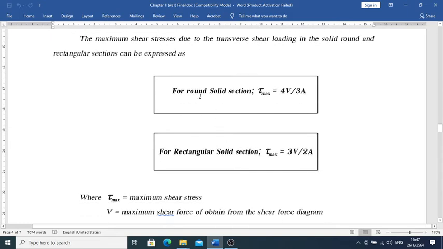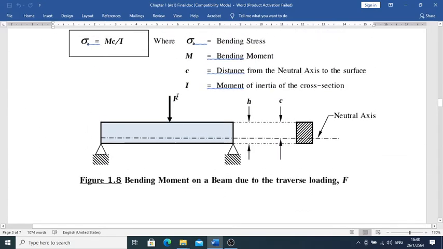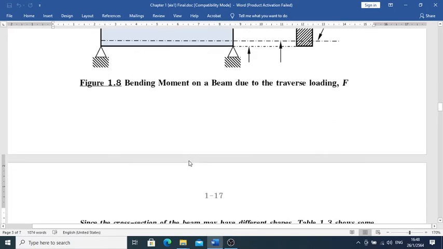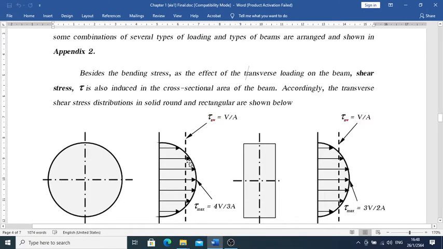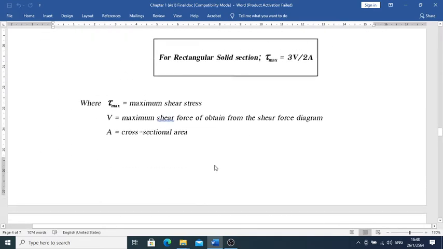Let me make a conclusion here about the maximum shear. In conclusion, for the action of an external transverse loading, we experience two stresses at the same time: one is sigma, the second is tau. This type of thing happens mostly in beams.